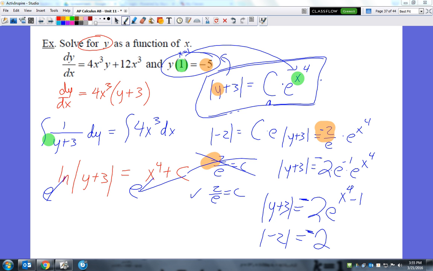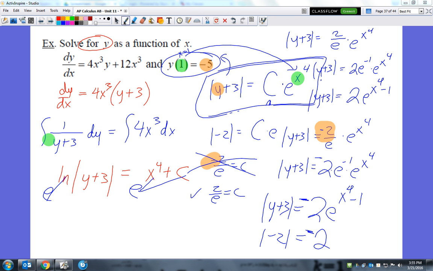So you can write your final answer as the absolute value of y plus 3 is equal to 2 over e times e to the x to the fourth, which is better rewritten as 2e to the negative 1 times e to the x to the fourth is equal to y plus 3, so that ultimately it's 2e to the x to the fourth minus 1 is equal to y plus 3. You can write it like that if you want. If you want to move it over and subtract the 3 thereafter, you can do that as well.